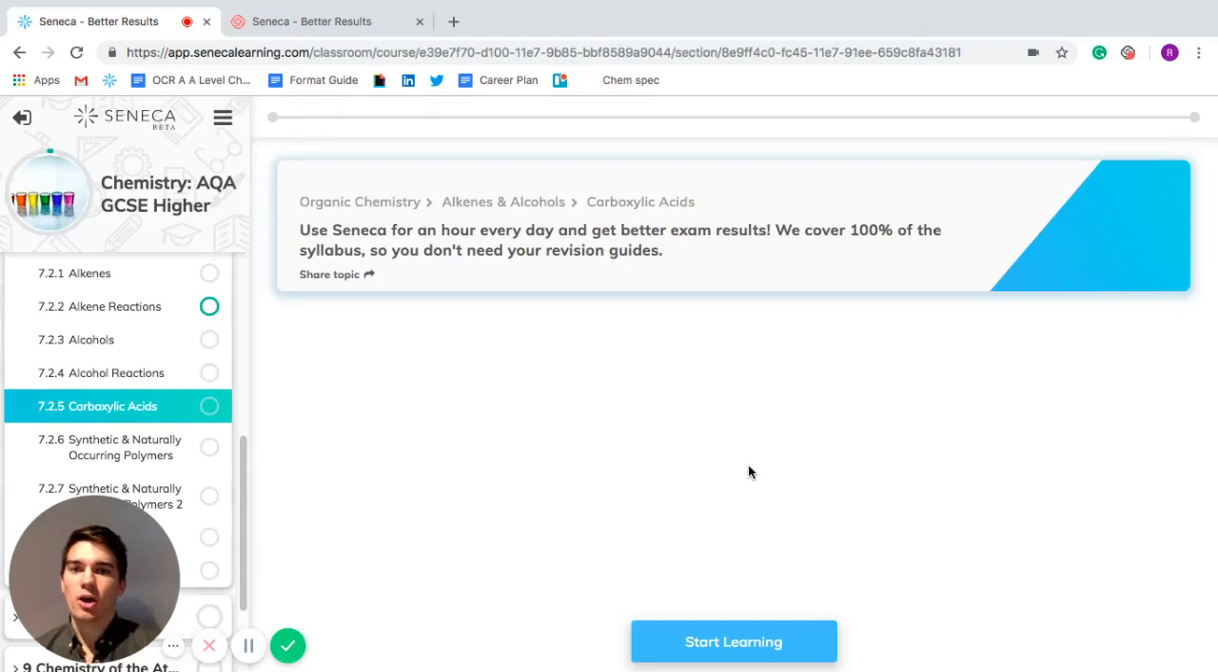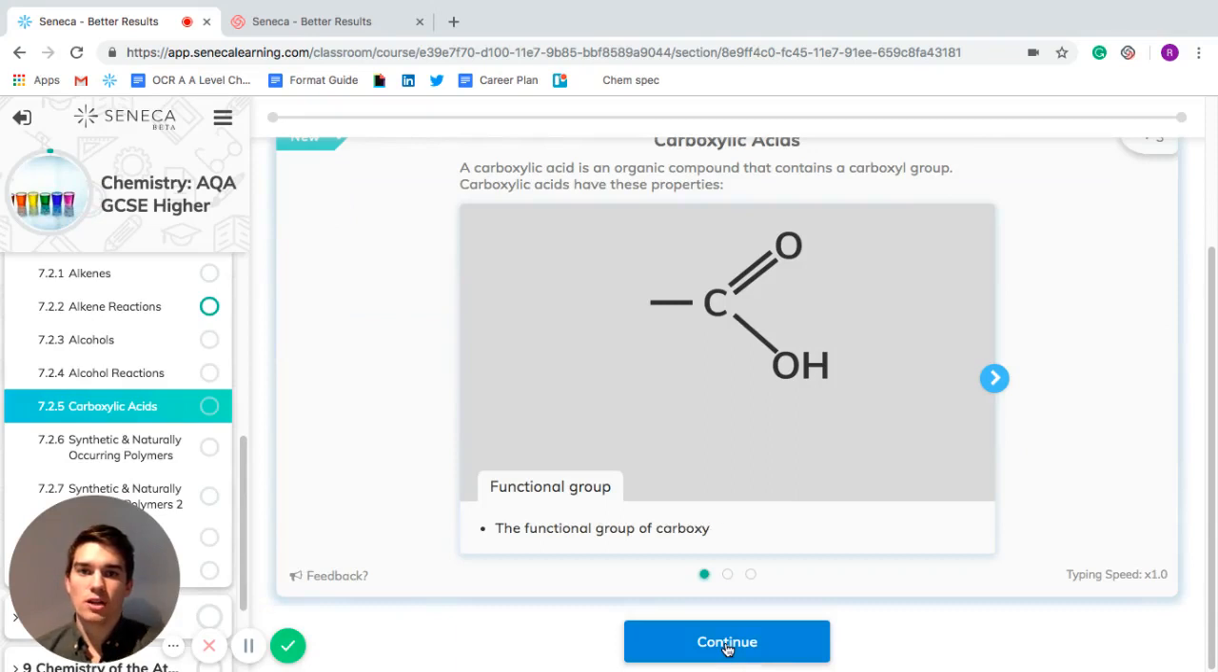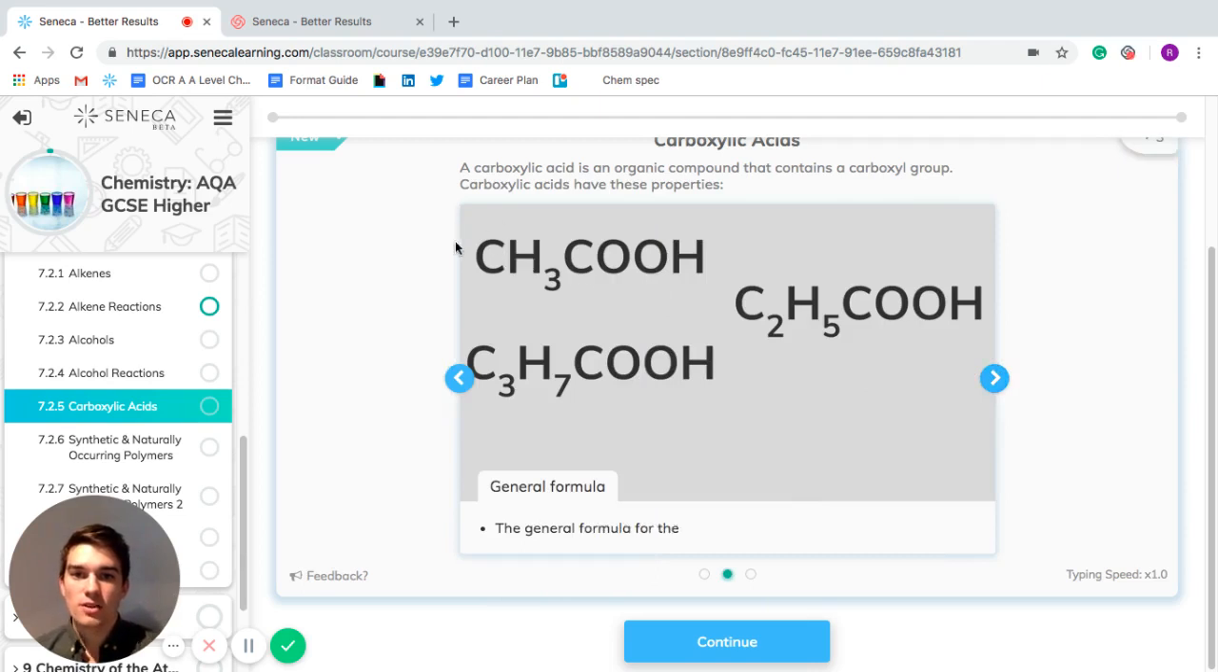And today we're going to look at carboxylic acids. Let's get going. So, a carboxylic acid is an organic compound that contains a carboxyl group. So this is what we've got here. You'll have the rest of some sort of organic compound on here, but it's this C double bond O and then an OH. So all these are examples of carboxylic acids.